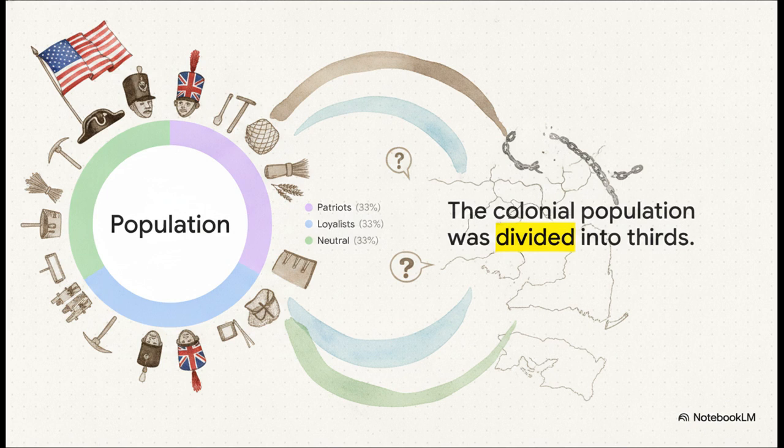Out of a population of roughly 2.5 million in British America, only about 1/3 committed themselves to the Patriot cause. Another third, they remained fiercely loyal to Great Britain. And that final third were entirely neutral, maybe apathetic, or just trying to survive and go about their daily lives. In places like New York, New Jersey, and Pennsylvania, the population was deeply, painfully divided. It was like a giant puzzle where the pieces just didn't fit together perfectly.